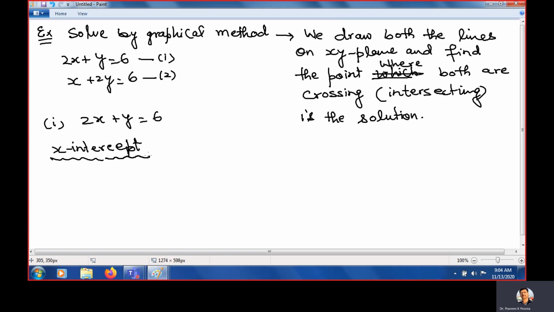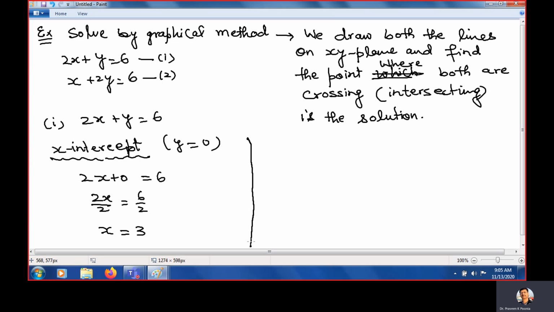So for the x-intercept, what are we going to put? We are going to put y equals 0. So 2x plus 0 equals 6. Divide by 2: 2x by 2 is 6 by 2. It is x equals 6 by 2, which is 3.